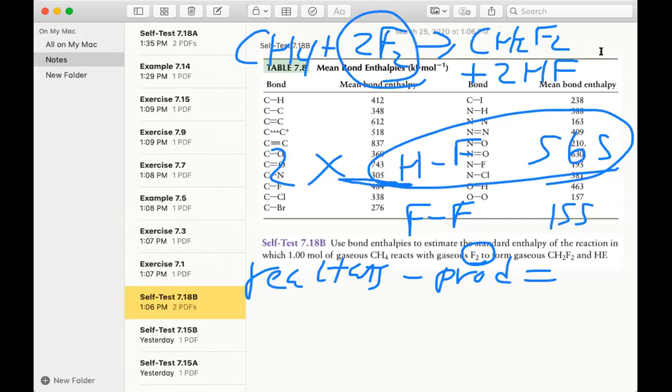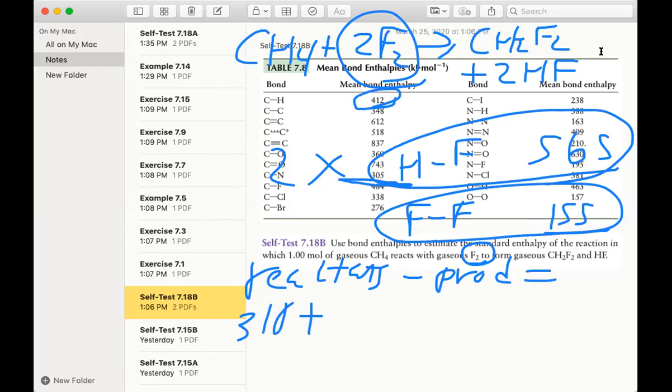So the F2, you got 2 of these, so 310. You got 2 of them. And then minus 2 CH bonds. So that's 412 times 2. So you got to add that up. So that's 824.